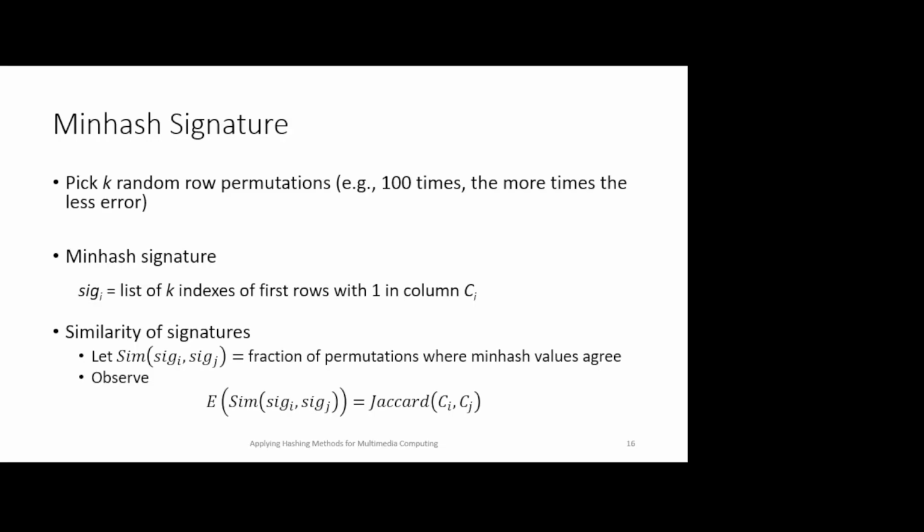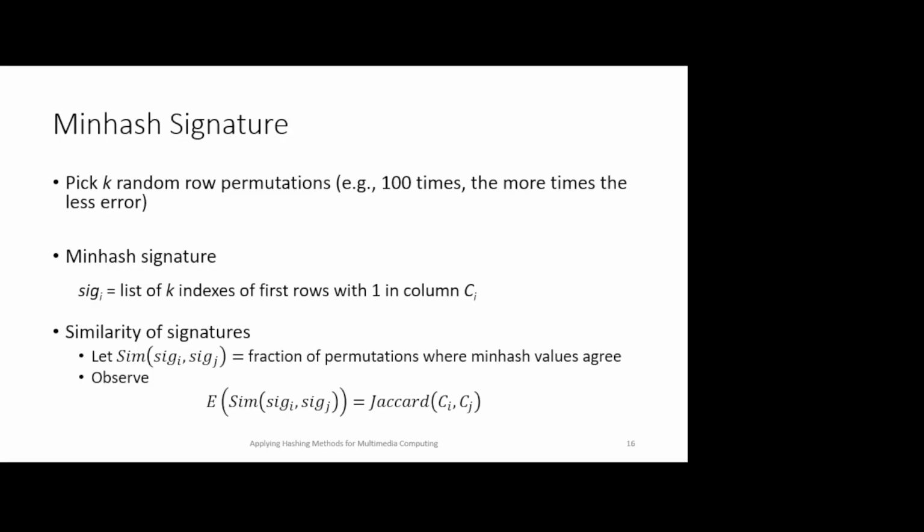Okay, so let's tell you more details about this. We can follow this idea and generate k random row permutations. This means, for example, 100 times. So you have to do 100 permutations, and if the number k is large, the more times, the less error.